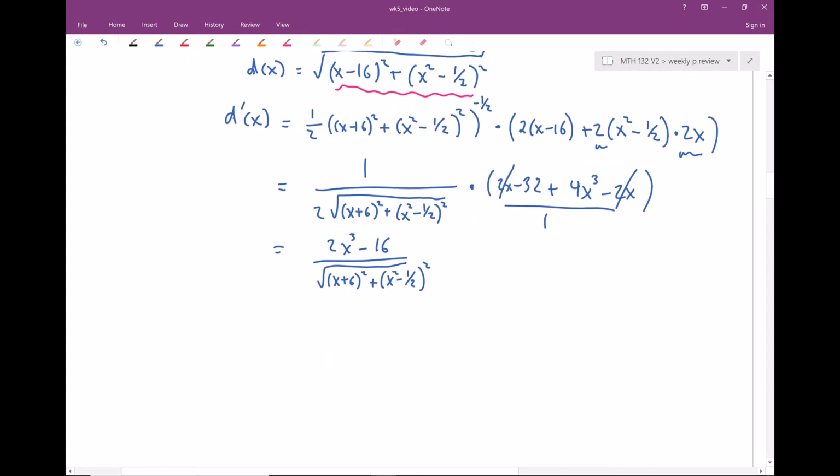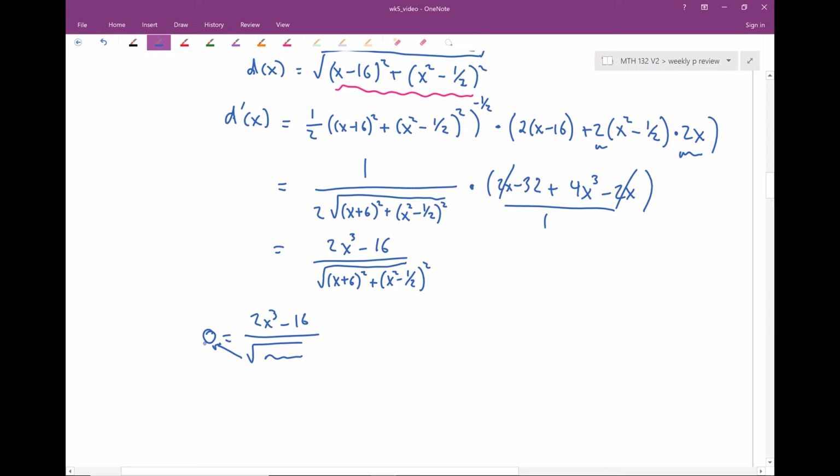Alright, so there is my derivative, and then the question is, where is this 0 or where is it undefined? I'm trying to find critical points. The easiest one is certainly if it's equal to 0. So if it's equal to 0, and I'm just going to write the square root of stuff down there. Well, the first thing I'm going to do is say, I don't like fractions. I'm going to go ahead and multiply by this denominator.